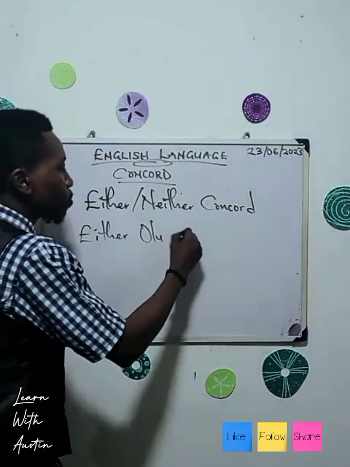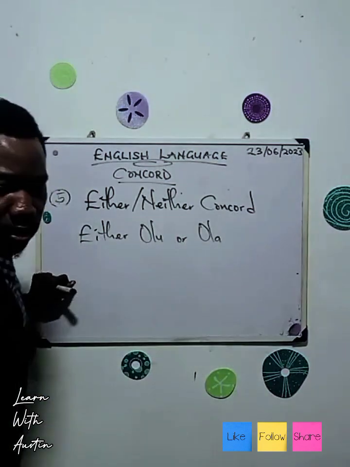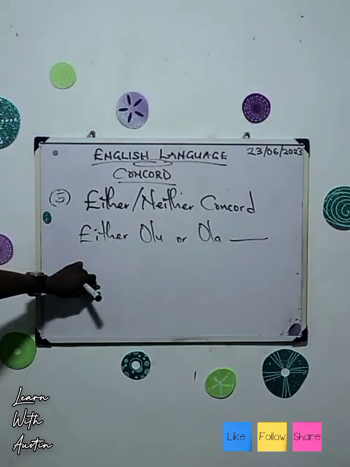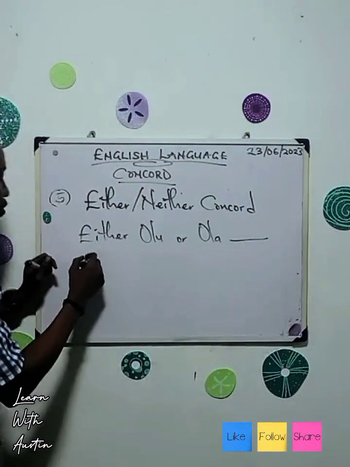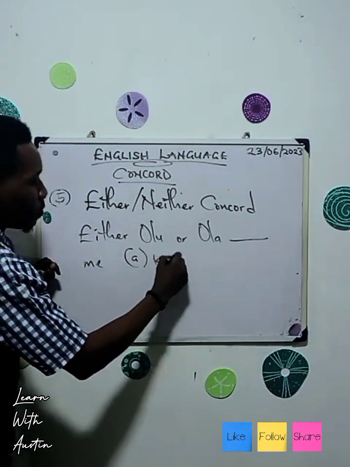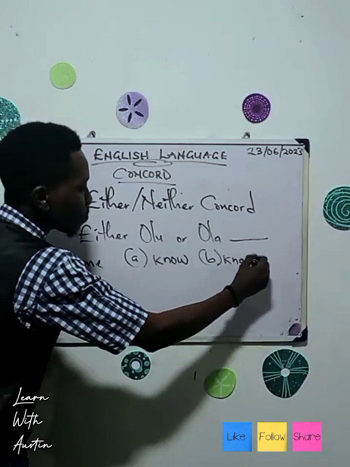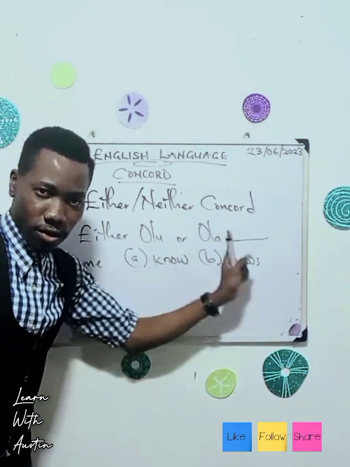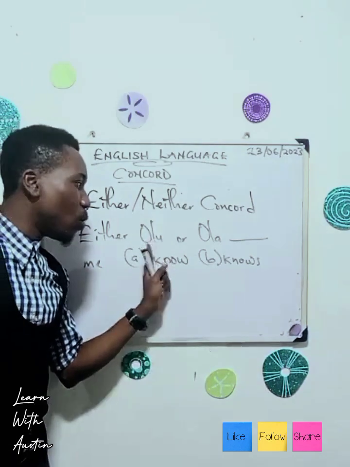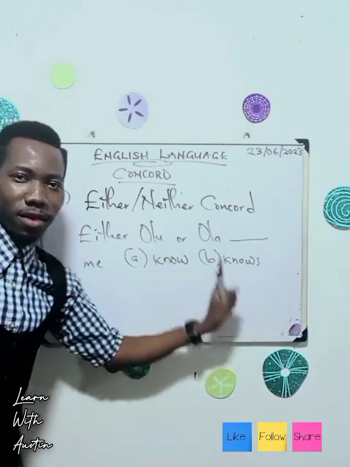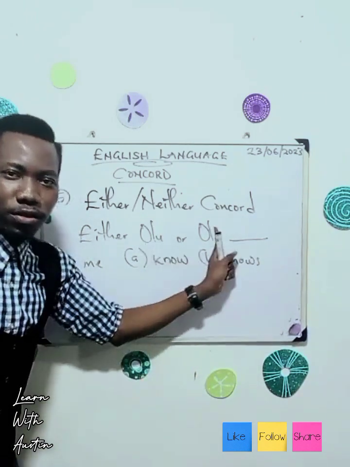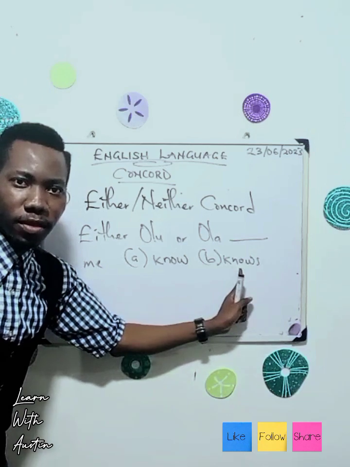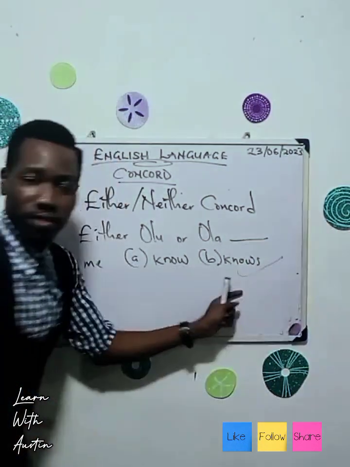Either Olu or Ola dash me. A. Know me. B. Knows me. So whenever you have this, either is telling you that it is one of these, all right? But let's answer this first. One of these. So what will be the answer? It has to be a singular verb, because it's either this one or this one. So it's either "know" or "knows." The question you want to ask yourself now: which one of them is singular? Is "know" singular? No. B, okay, good. We're all getting it. So this is singular. This is correct in this case.